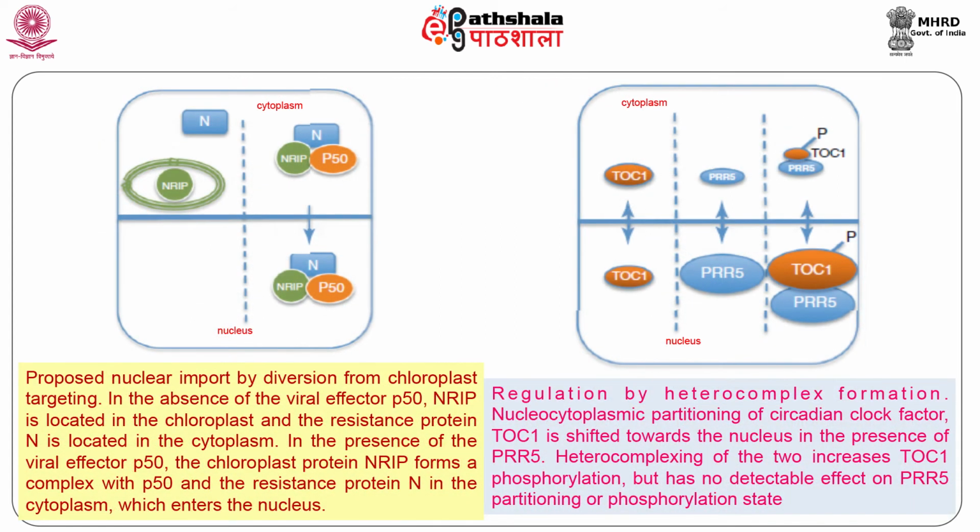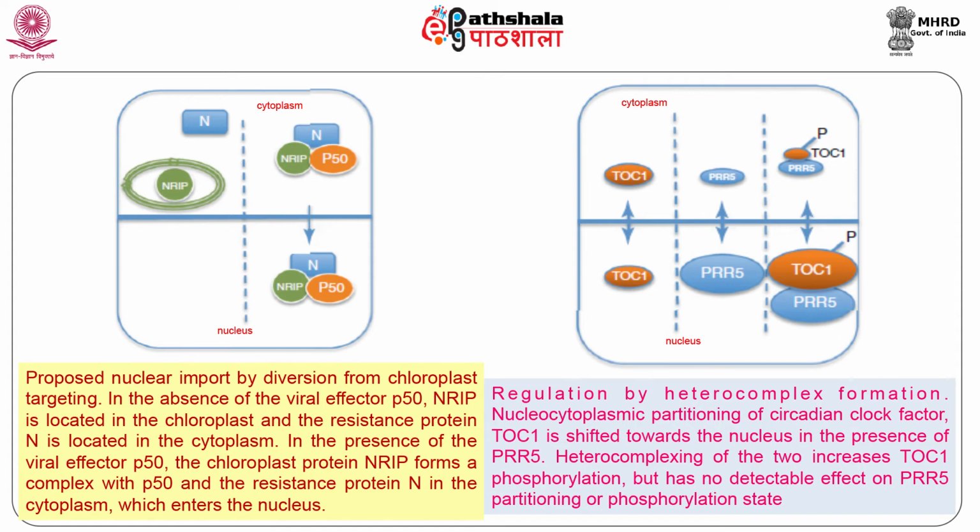Here you can see the second category of pathways, where nuclear import is carried out by heterodimerization or heterocomplex formation. It plays a major role in plant pathogen interactions. The left hand panel shows you proposed nuclear import by diversion from chloroplast targeting.